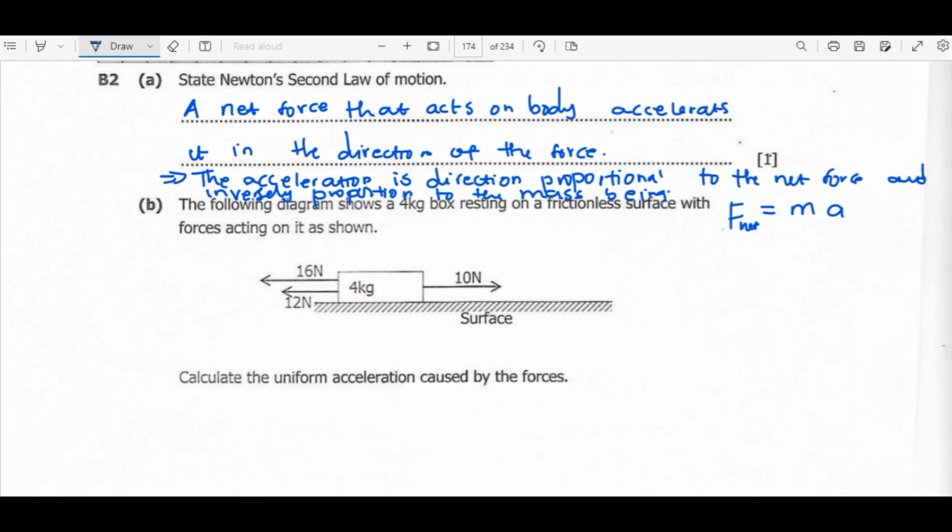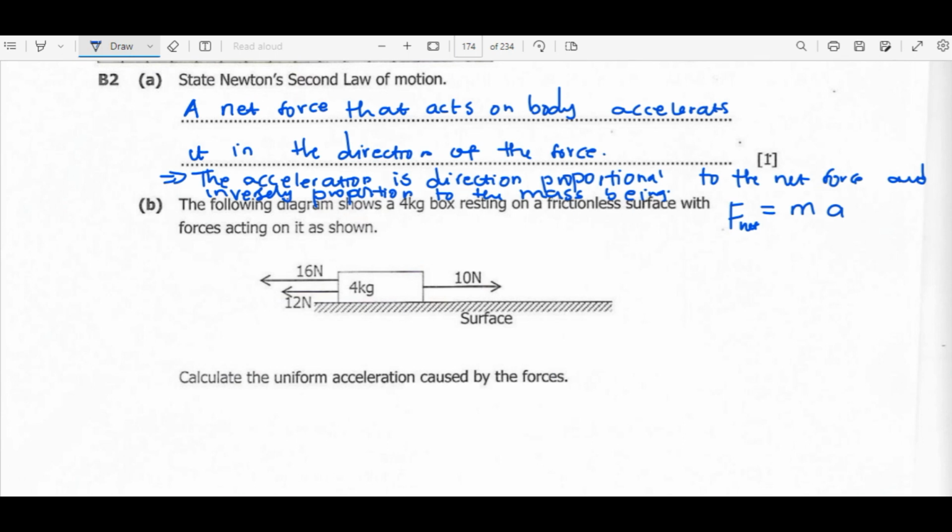Now question B, the following diagram shows a 4 kilograms box resting on a frictionless surface with a force acting on it as shown. Now from the given information and our diagram, we are not going to put the friction into consideration because this question says we ignore the friction. So if friction is ignored, we are going to just focus on the forces that we are given. Now look, we have the force pointing on the right side, then we have also two forces that are pointing on the left side.